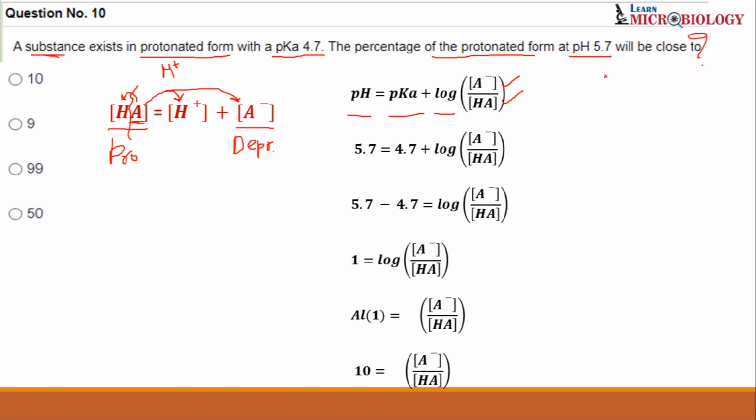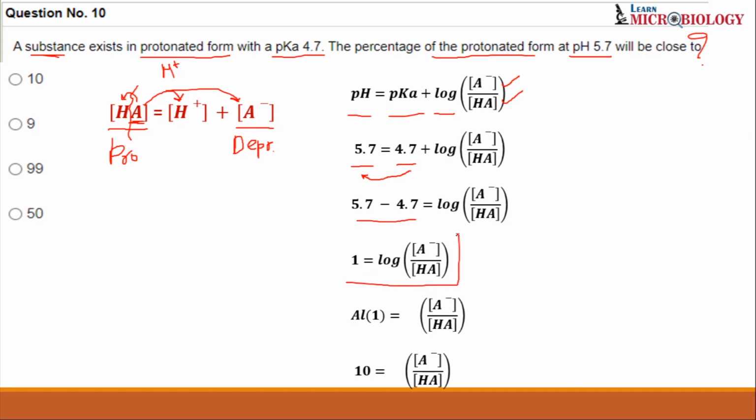We know the pH is given as 5.7. We will substitute the pH as 5.7. We know the pKa is 4.7, and here the concentrations of A minus and HA, that is the deprotonated and protonated forms, are not known. Just solve this. To solve this, we should take 4.7 to the right hand side. It will become minus. So 5.7 minus 4.7 is nothing but 1.